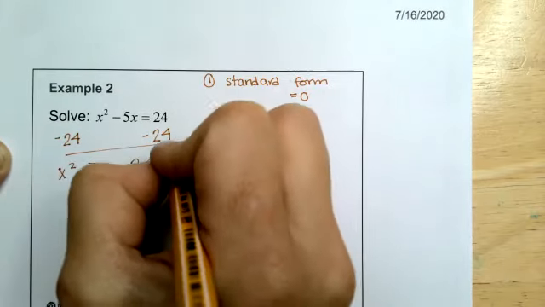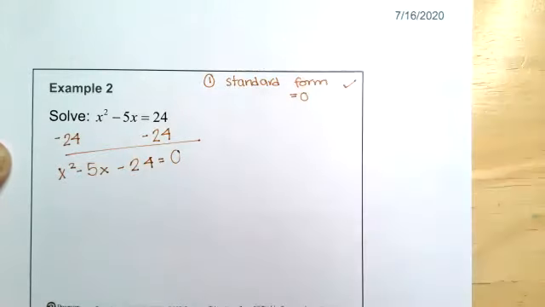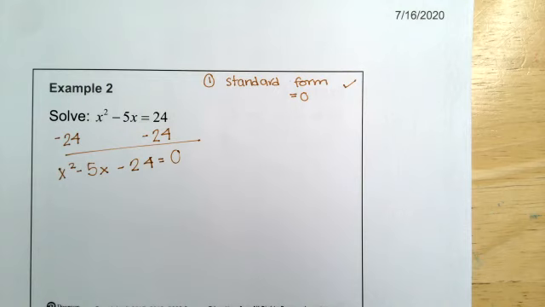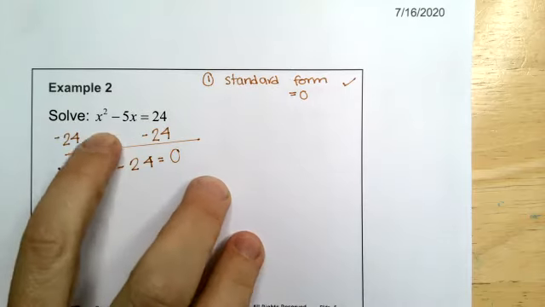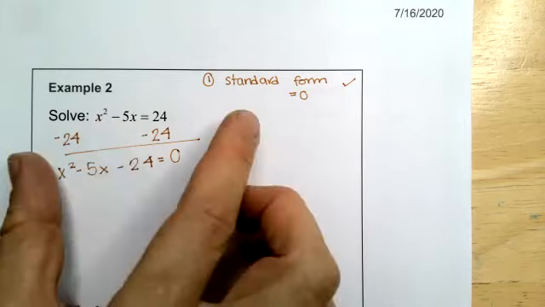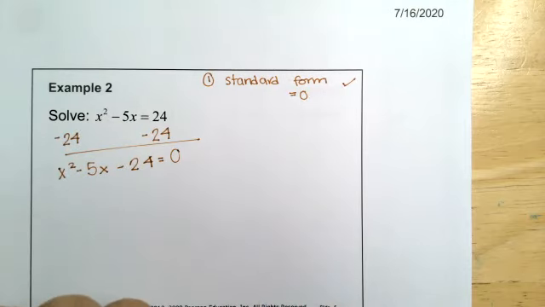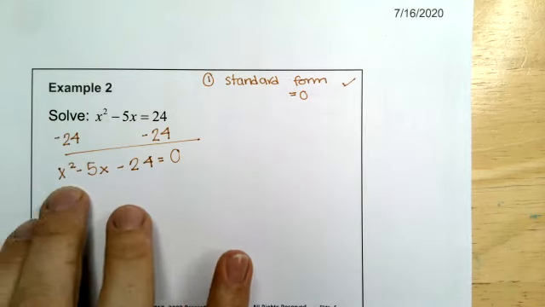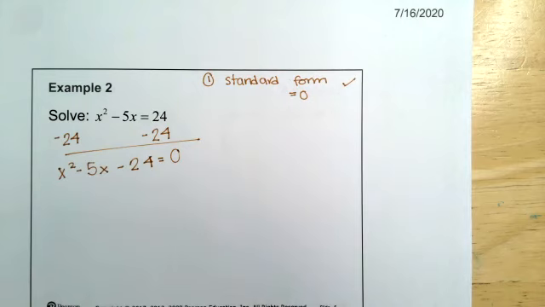Equals 24 minus 24 is 0. So I have put it in standard form. Writing sideways, I apologize. All right. Before you put it in standard form, you would simplify it. So if you had any like terms to collect, you would do that now. If you had any parentheses to get rid of, you would do that now. Good. So standard form means it's not factored and it's set equal to 0.